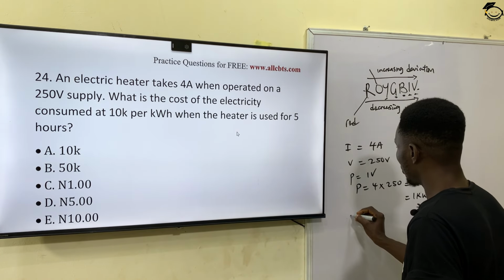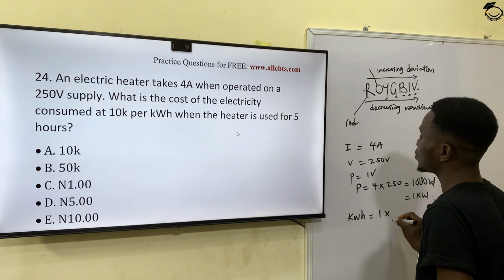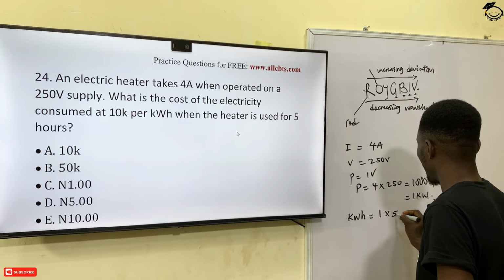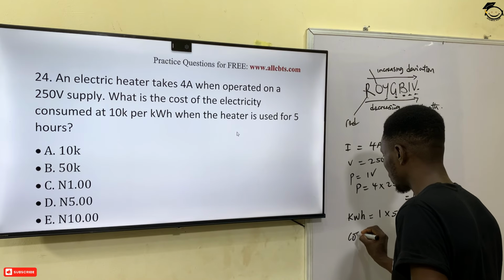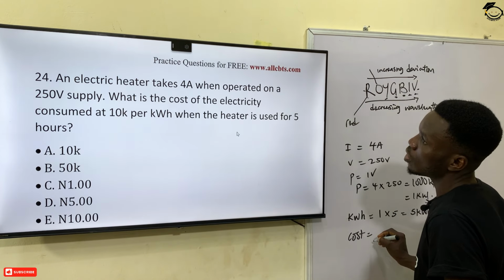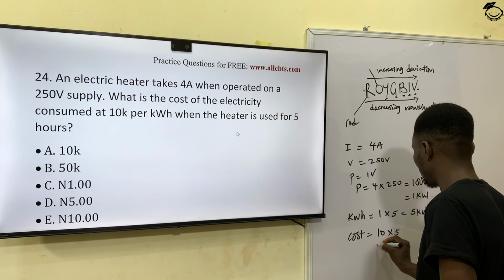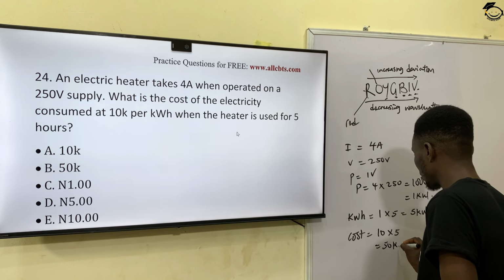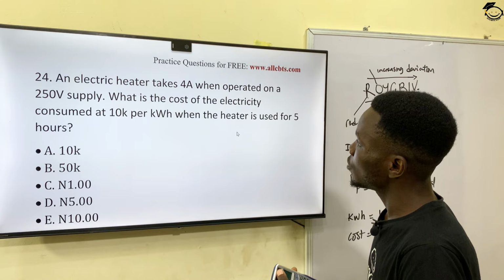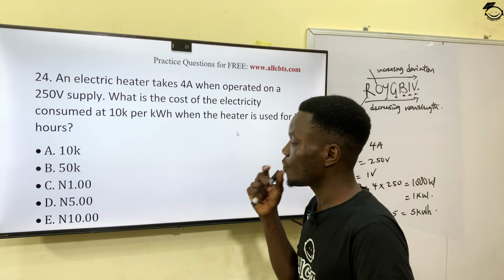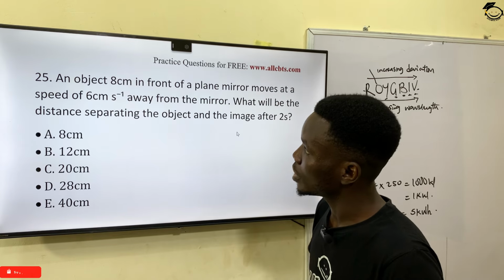So for the kilowatt hour, it will be 1 kilowatt times the number of hours used, which is 5. And that will give me 5 kilowatt hour. So the cost, therefore, would be the cost per kilowatt hour, which is 10 kobo, times 5. And that will give me 50 kobo. So it means that if this particular electric heater is used for 5 hours, this person is going to pay 50 kobo, which is option B. So that takes us to question number 25.